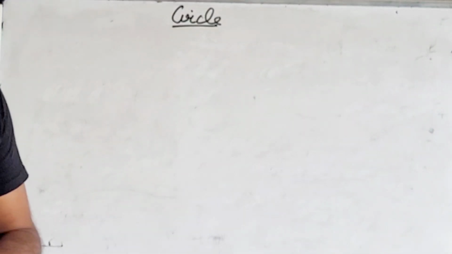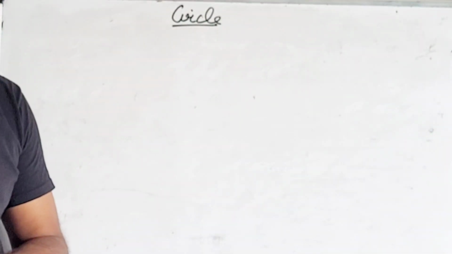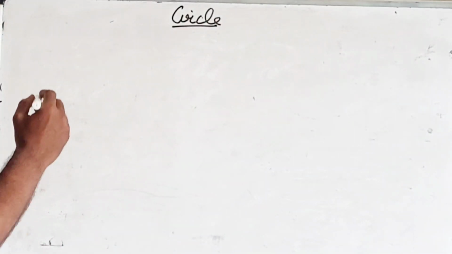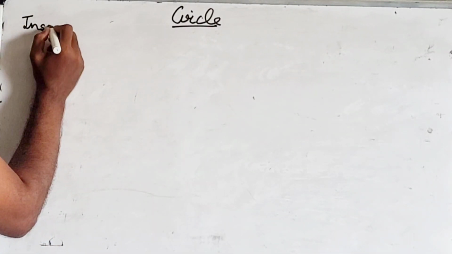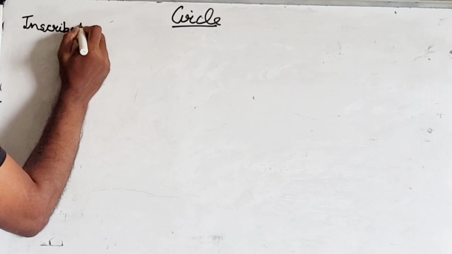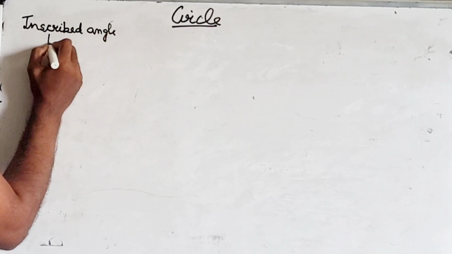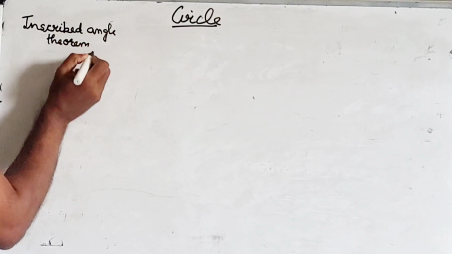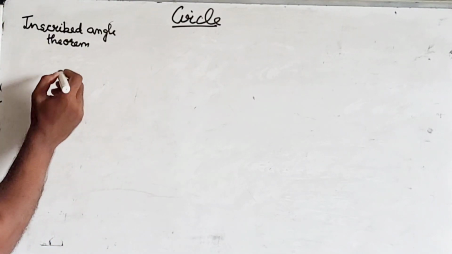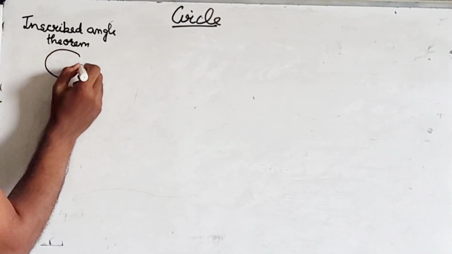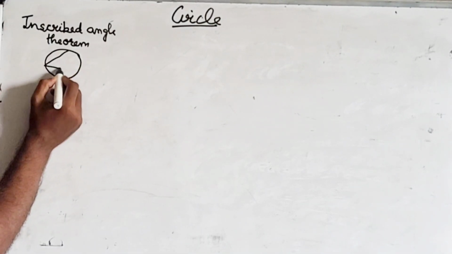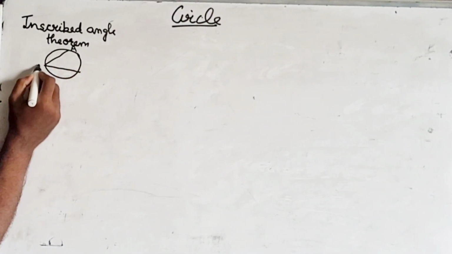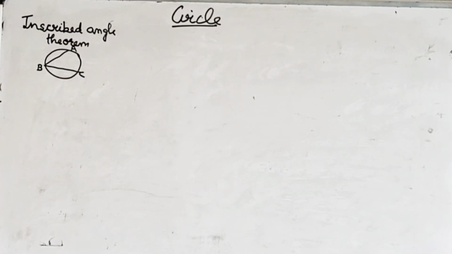So in circle I want to touch on two important topics, that is the inscribed angle theorem. So what is this inscribed angle theorem? If I have a circle and I draw an inscribed angle in it, say ABC, and this is the intercepted arc.